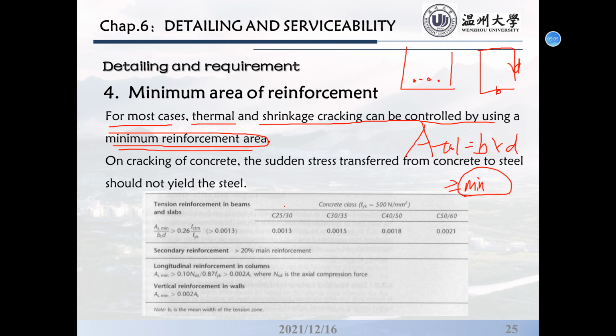Yes, for concrete at these levels, they will always give you the minimum values. And on cracking of concrete, the sudden stress transfer from concrete should not yield the steel.